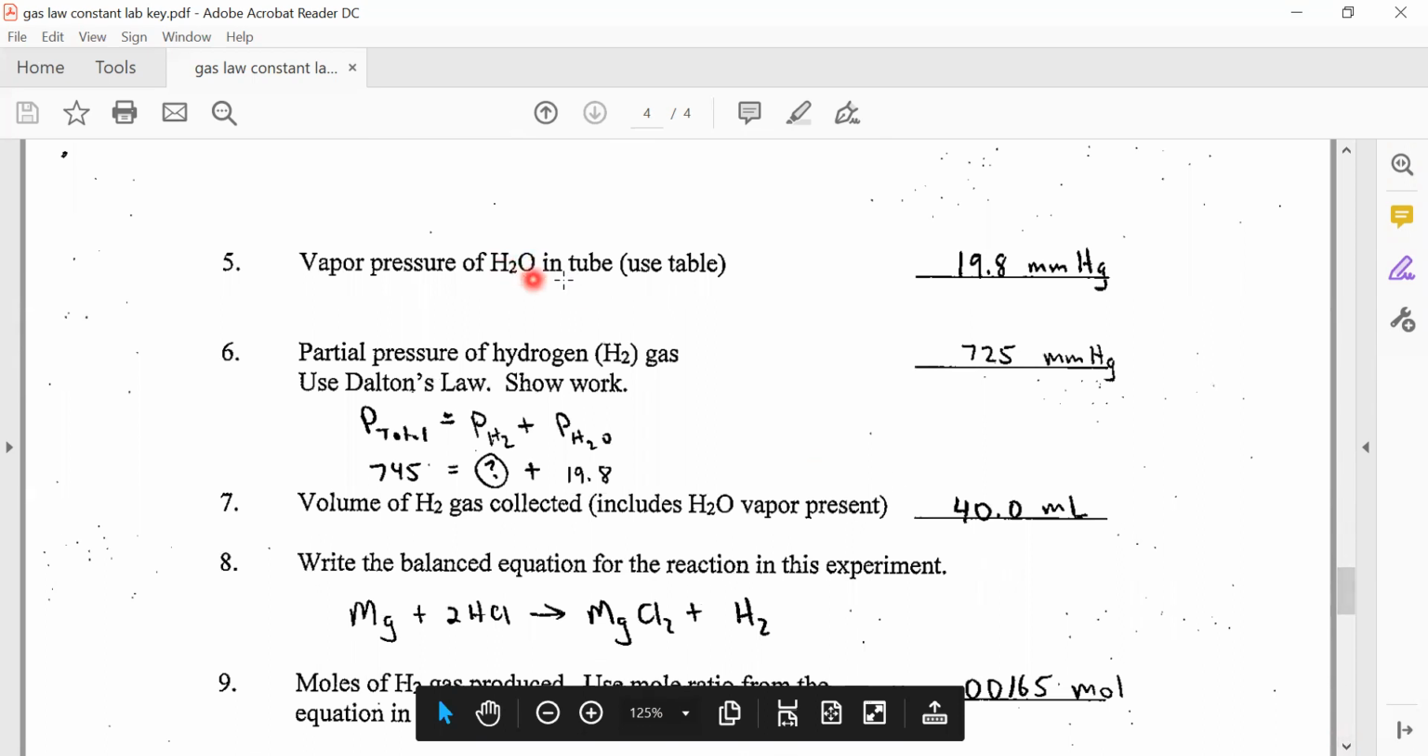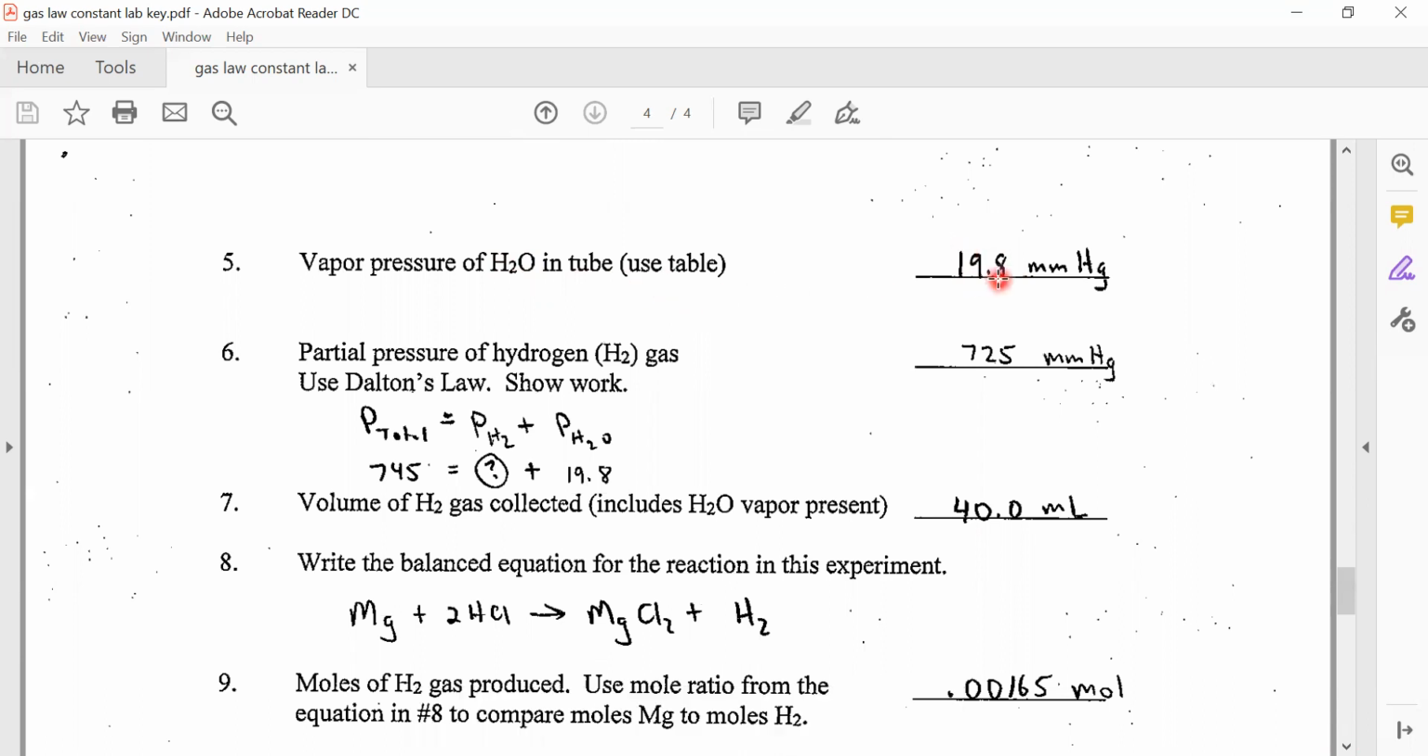Okay, this is from that table I showed you earlier. I got 19.8 millimeters mercury from the normal vapor pressure of water there. And then what I'll do is the experiment's equilibrated to normal atmospheric pressure. Okay, so that's going to be the total pressure. And I'm going to say that's the pressure of the hydrogen and the water vapor.